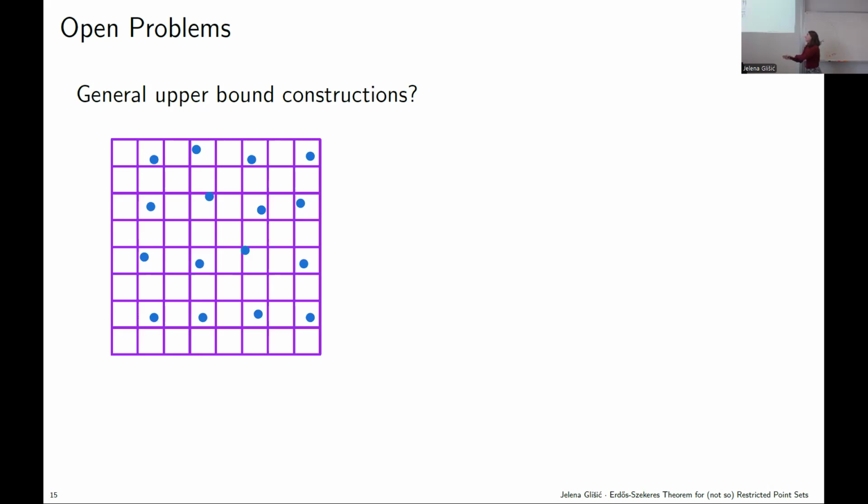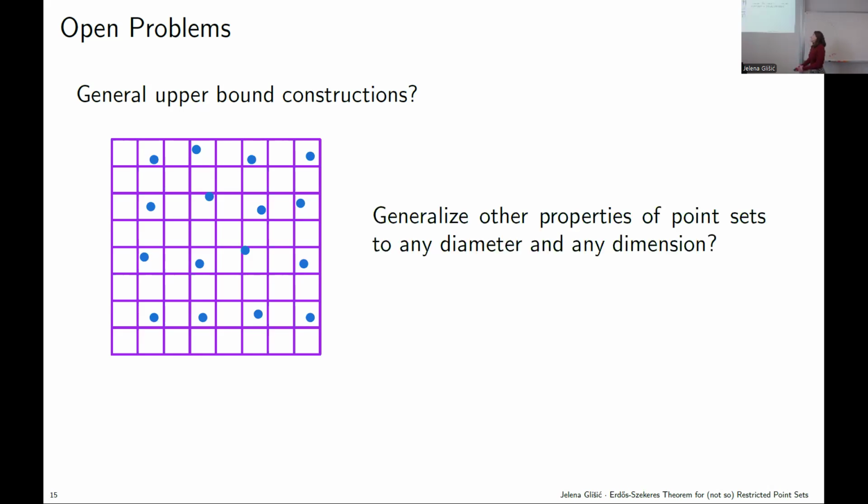Yes, and the other thing is to generalize any other properties of point sets to any diameter and any dimension. So pick your favorite thing about point sets. For example, I don't know, crossing family, largest crossing family. What happens when the point set is dense? Well, Pavel already looked at that because his thesis was about dense point sets, but he only looked at it when they're dense. So the question is what happens if they're a bit less dense?